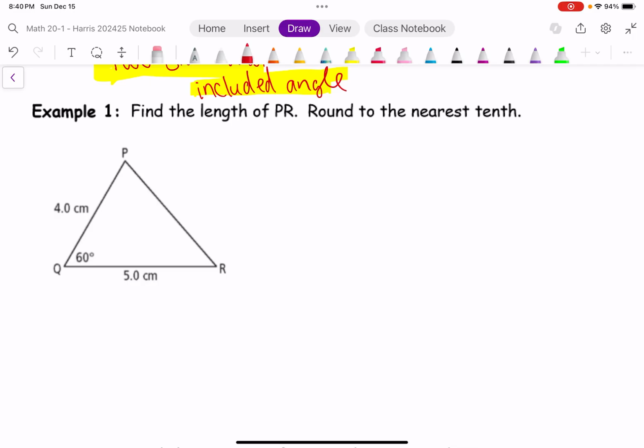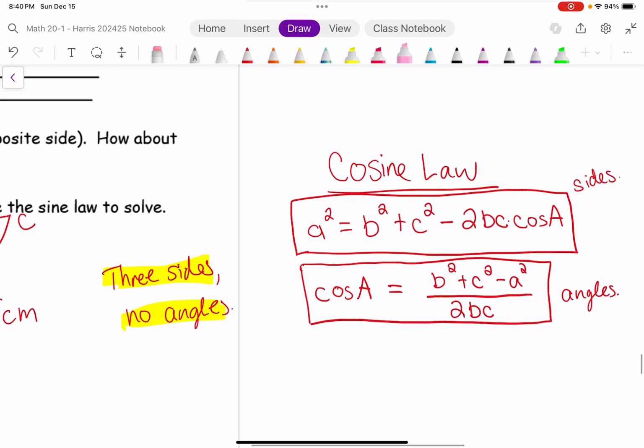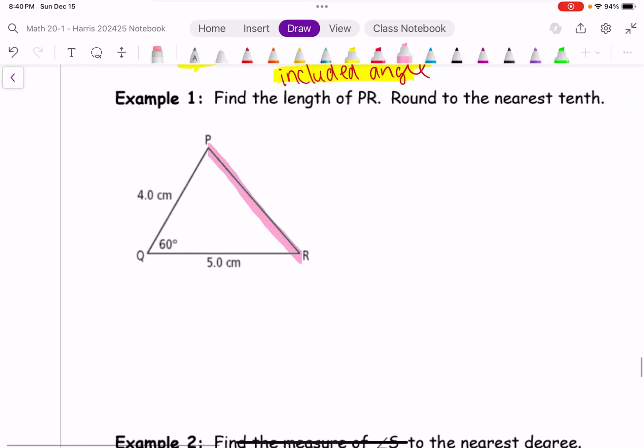Okay, we're going to try this example right here with our cosine law. So it says round to the nearest tenth, find the length of P to R. Okay, so P to R is right here. When I'm working on this, I'm looking for a side, so I'm going to use this top portion of my formula. I think the biggest part that is maybe tricky here is the a, b, and c squared.